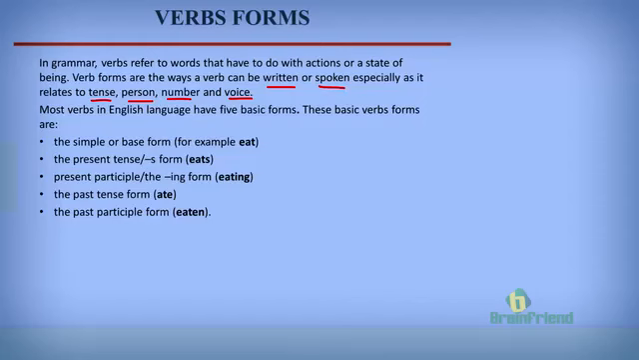Now, take a look at these examples here. The first one is a simple or base form. For example, the verb eat. Secondly, the present tense form or the S form, eats. That's the form with the S. Thirdly, the present participle or the ing form, eating. And the past tense form, ate. And lastly, the past participle form, eaten.